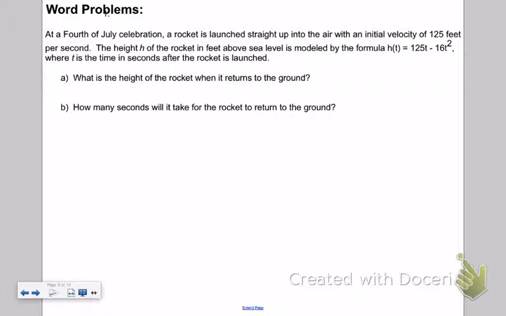So the first thing that I want to look at is we're talking about a rocket that is launched straight up into the air with a velocity. They give you the formula that models the height. H of t is equal to 125t minus 16t squared, where h is the height and t is the time in seconds.